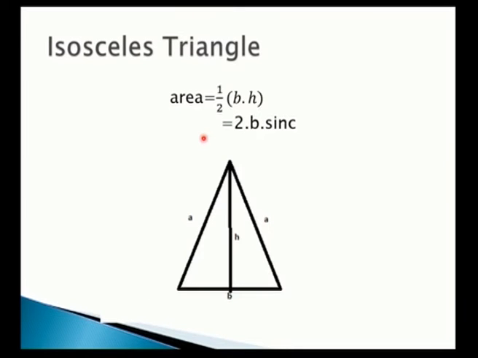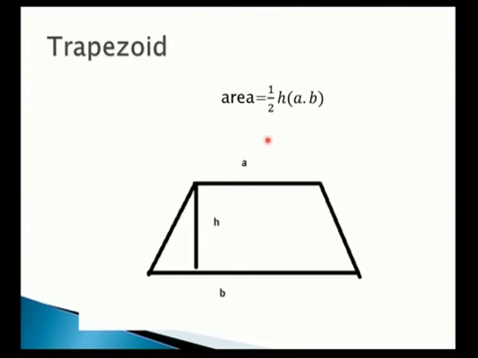The next type of triangle is the isosceles triangle. In this isosceles triangle, the same formula can be used, half into b into h, where b is the base and h is the height. Instead of half into base into height, you can use this formula also, that is half into base into sine c. So, this is the other type of formula to calculate the area of an isosceles triangle.